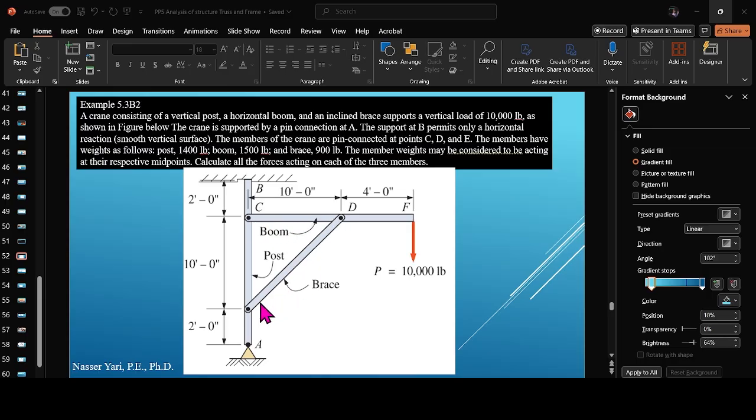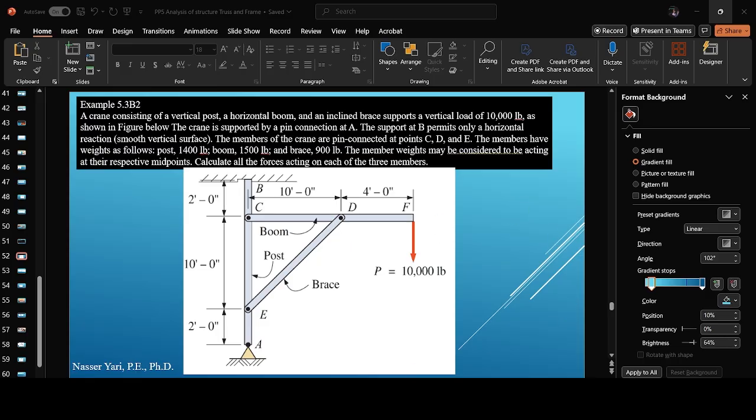The members have the following weights. Each member is really heavy. The post itself is about 1,400 pound right here, the brace is about 900 pound right there, and the boom right there is about 1,500 pound. So they want us to calculate all the forces acting on each of these three members.